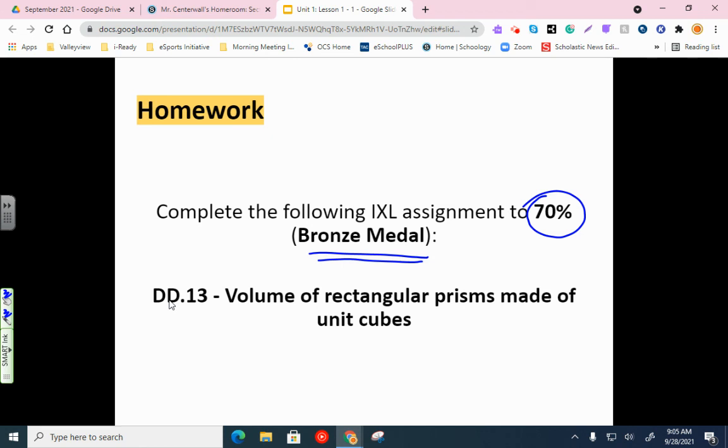And for this one, it's fairly simple. You're just counting up the cubes in whatever shape you see, and that's your volume for that shape.